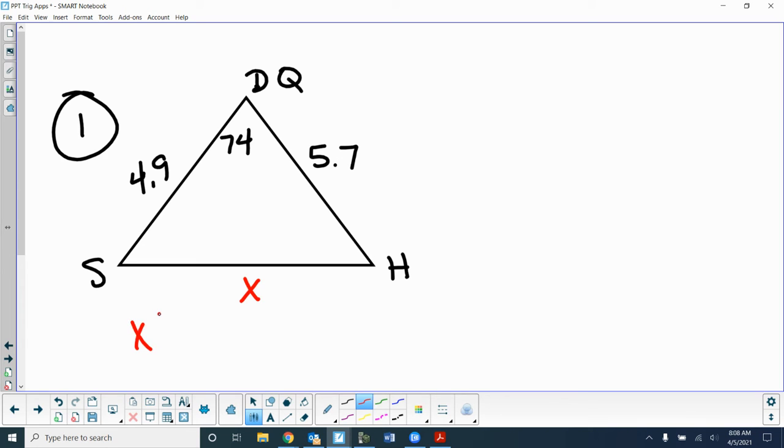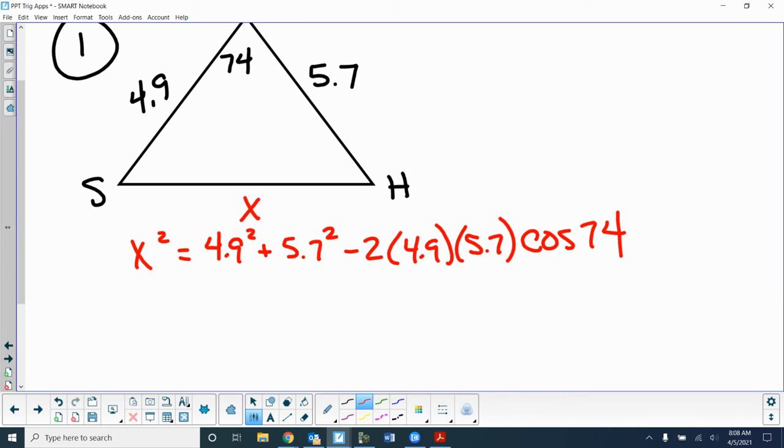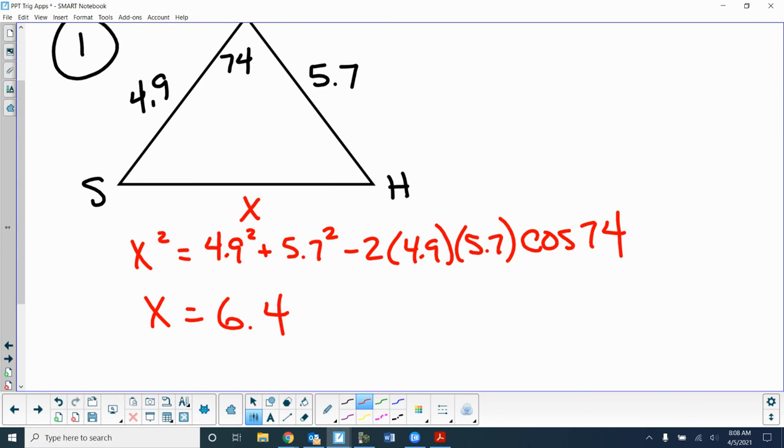So we're going to say x squared equals 4.9 squared plus 5.7 squared, then minus 2 times 4.9 times 5.7 cosine of 74. So you put all that in and take the square root, and a lot of people are getting 6.4, right? Okay, we okay with that one? Simple, right? Okay, let's try number 2.